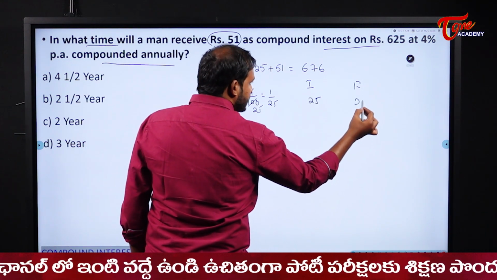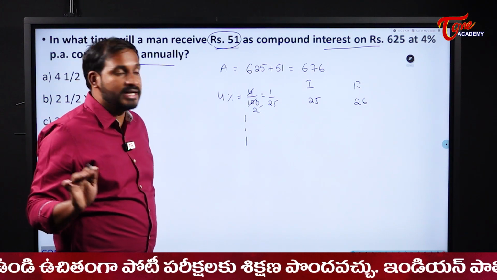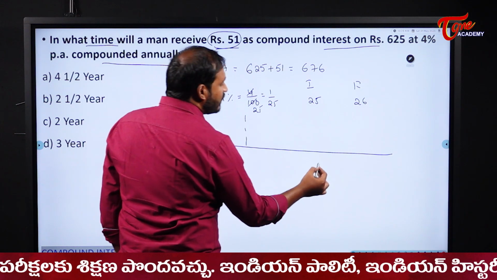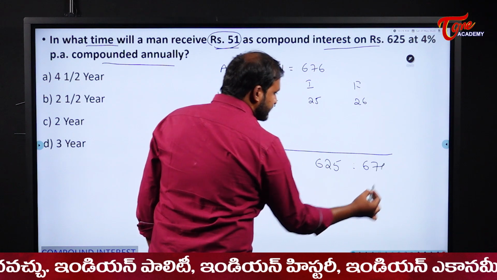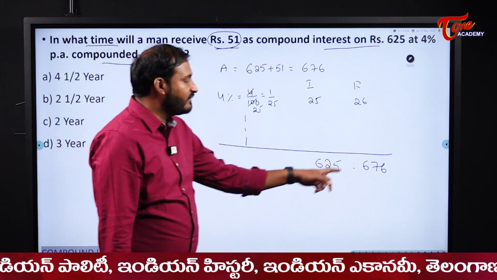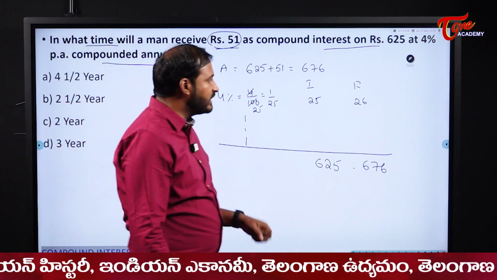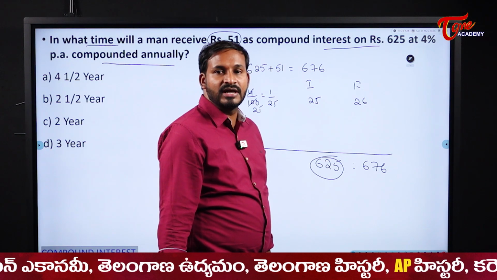And we don't know how many years it will happen like this. But at last it will become 625 and this becomes 676. With some common sense also we can say how I will get this 625, students? How will I get this value as 625?